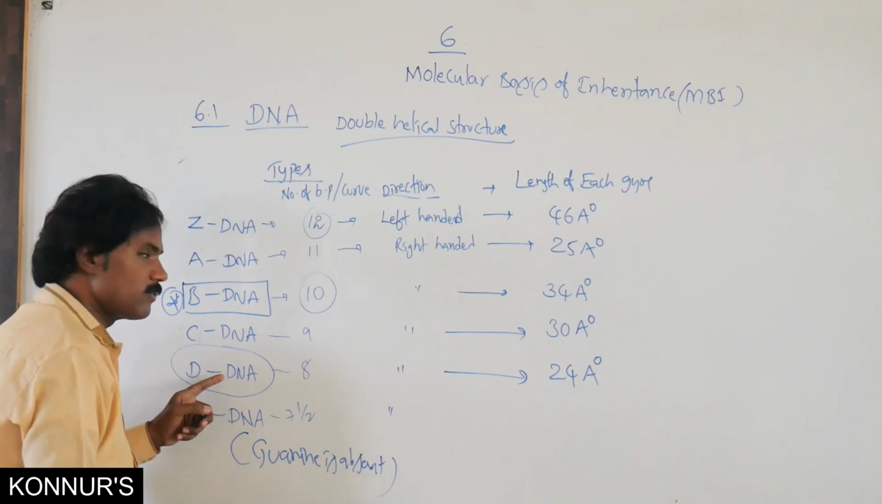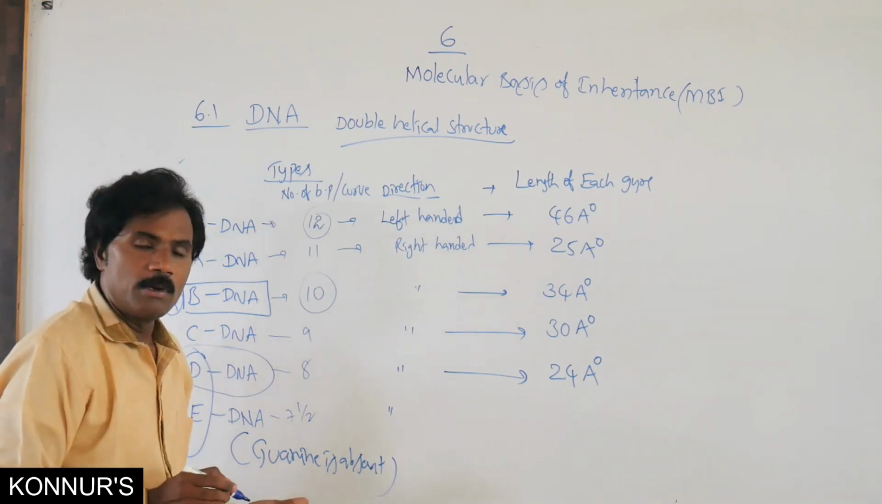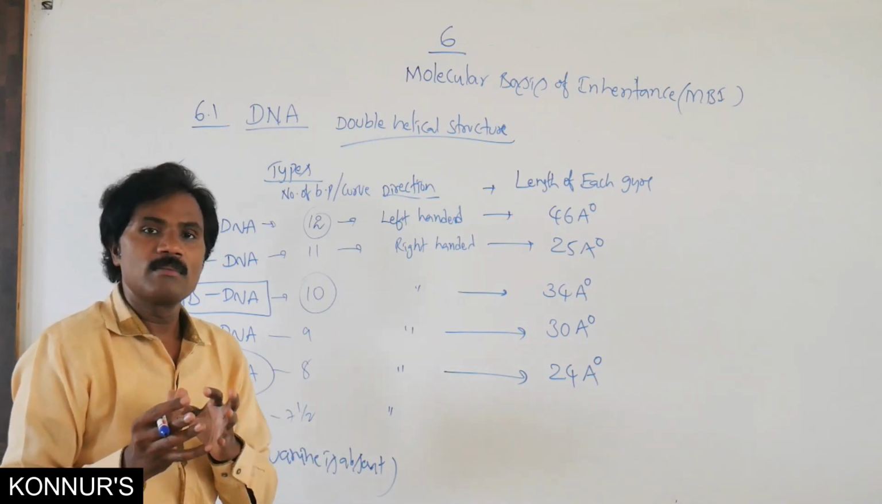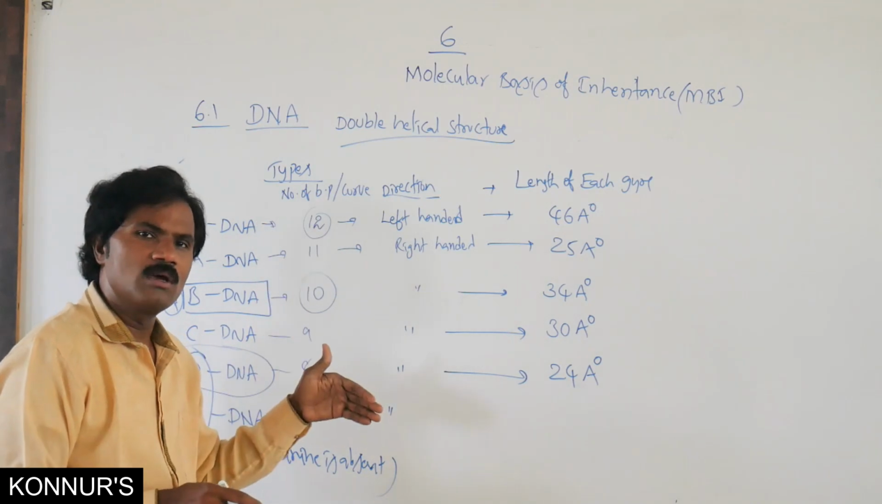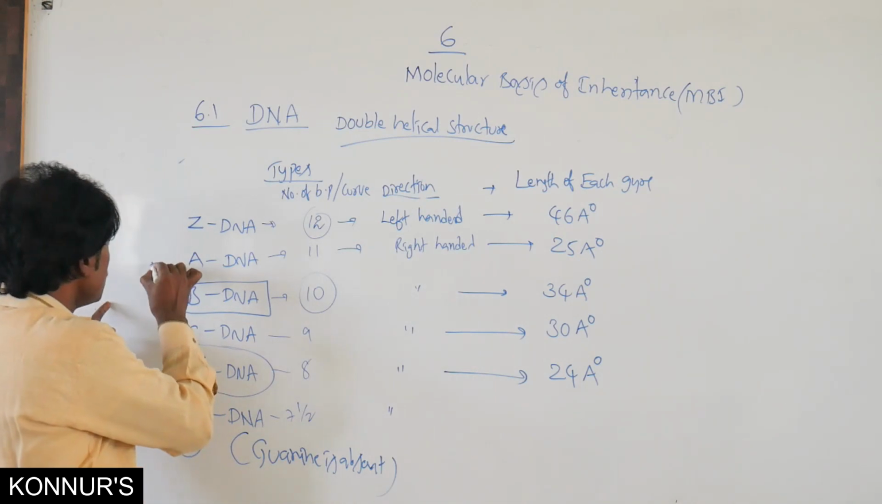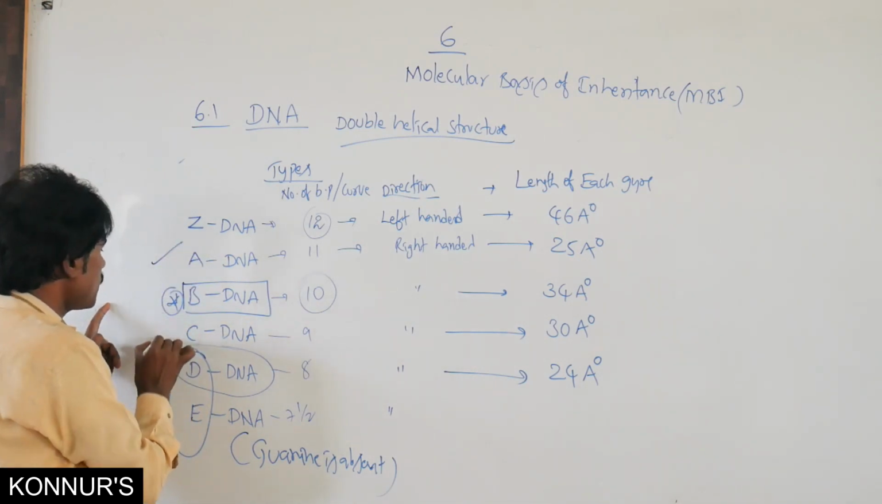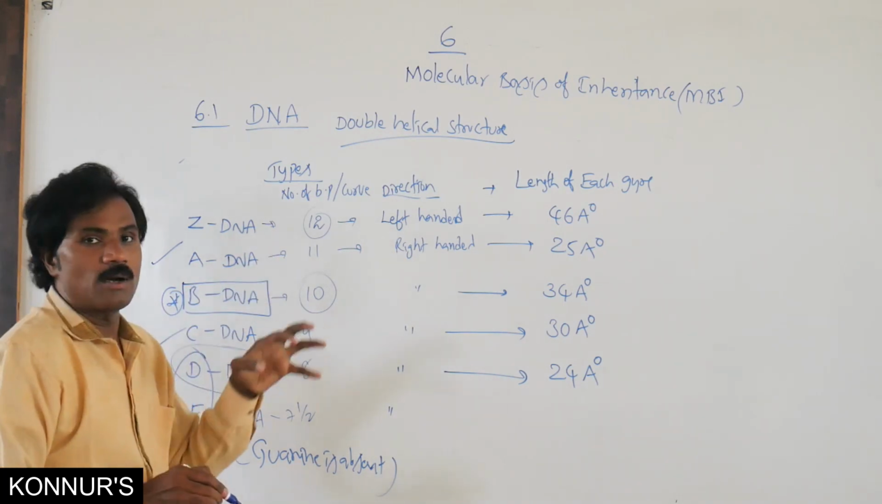Not only here, sometimes in D DNA also. So these are rarely present, D and E, because guanine may or may not be present. The rest is present, but Z is also rare. More commonly, that is A, it is common. A, B, C are common. Among these, B is the most common type.